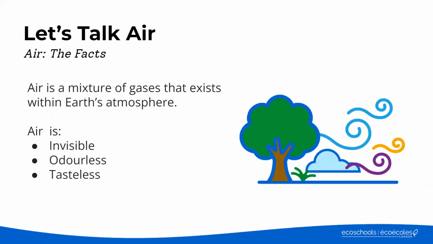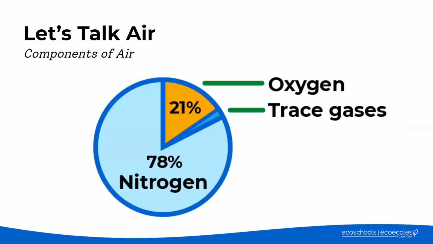So what is air? Air is an invisible, odorless, and tasteless mixture of gases that exist within Earth's atmosphere. Air is primarily composed of two gases, nitrogen, approximately 78%, and oxygen, approximately 21%. The remaining 1% of air is composed of other trace gases, including carbon dioxide and hydrogen.